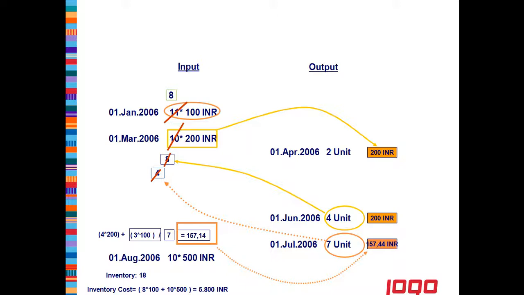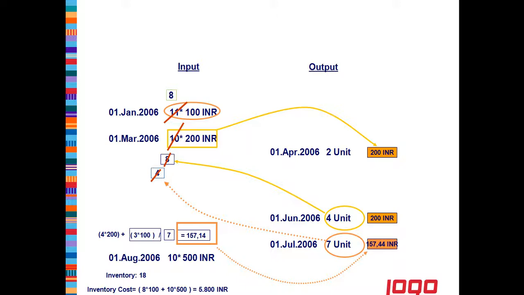Then suppose on 1st of June I require 4 units to be sold, so I have to take those 4 units from the 8 units, with an average unit cost of 200 rupees. Now again on 1st of July I need to sell 7 units, so the remaining 4 units of the second input and 3 units from the first input we have to take. So the average becomes 4 into 200 plus 3 into 100 divided by 7, equal to 157.14 Indian rupees.